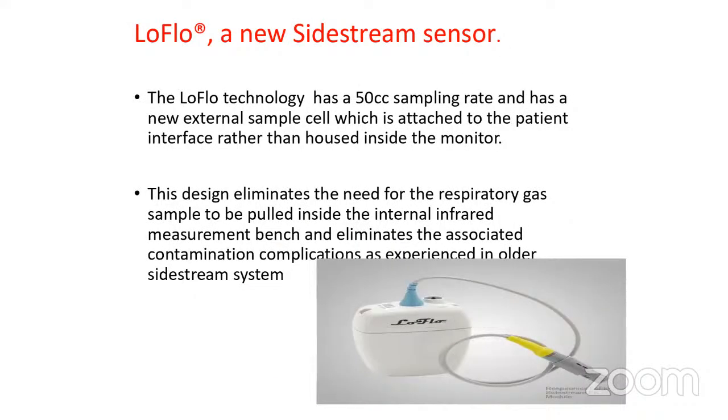So, low flow, it is a new side stream sensor. It also samples only 50 ml of gas and has a new external sample cell which is attached to the patient interface rather than housed inside the monitor. This design eliminates the need for the respiratory gas sample to be pulled or any suction required inside the internal infrared measurement, and eliminates the associated contamination or complications as experienced in the older versions.